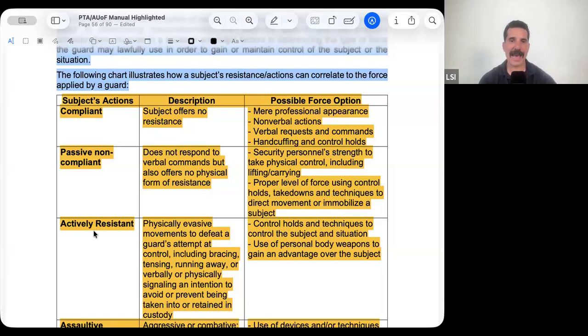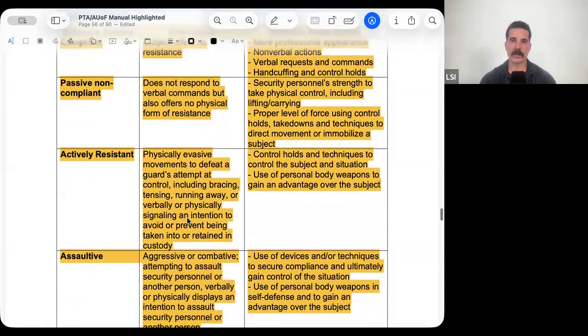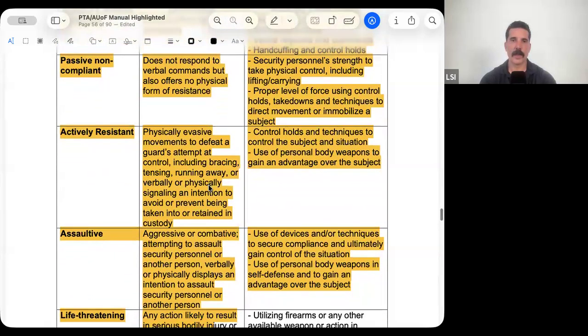You've got subject actions, actively resistant. Description, physically evasive movements to defeat a guard's attempts at control, including bracing, tensing, running away, or verbally or physically signaling an intention to avoid or prevent being taken into or retained in custody. Possible force option, control holds and techniques to control the subject and situation. Use of personal body weapons to gain an advantage over the subject. That would be less lethal, obviously, non-lethal.